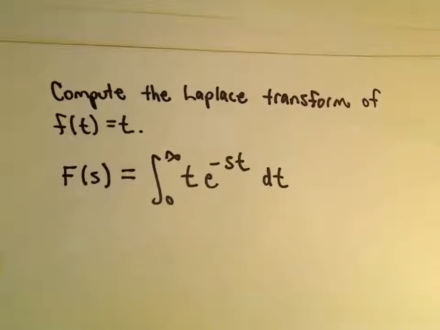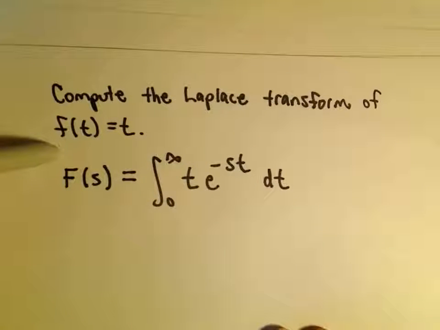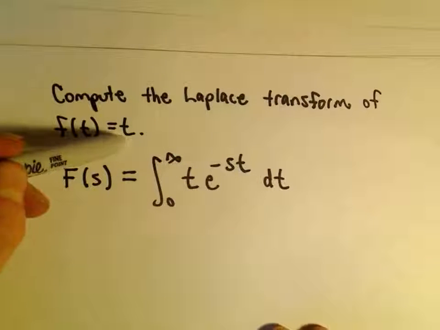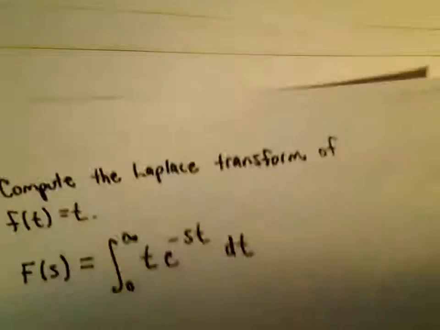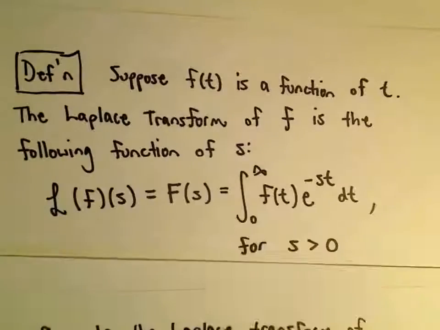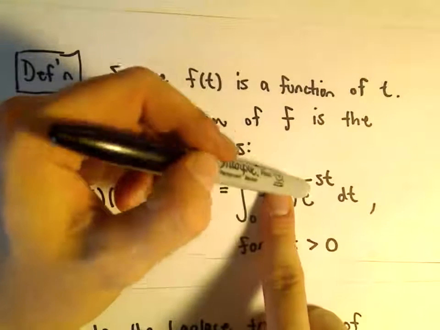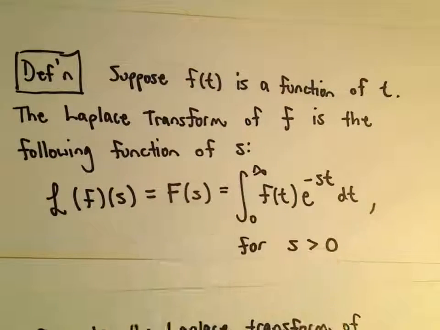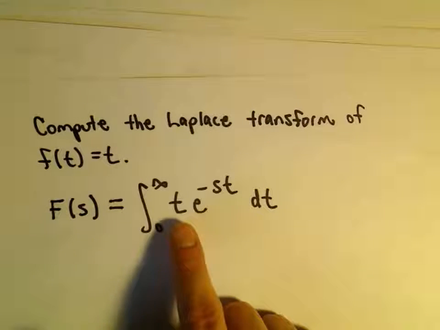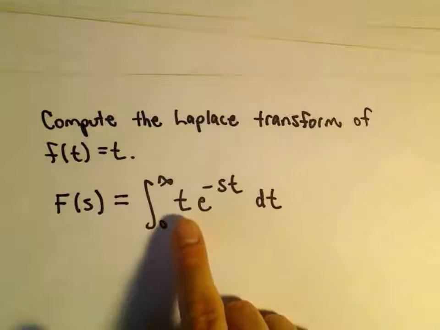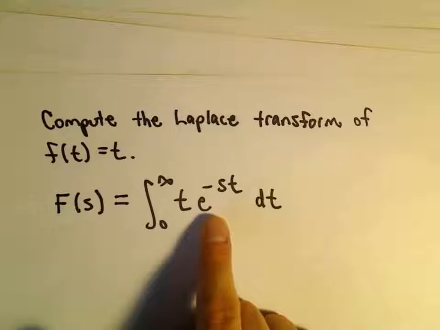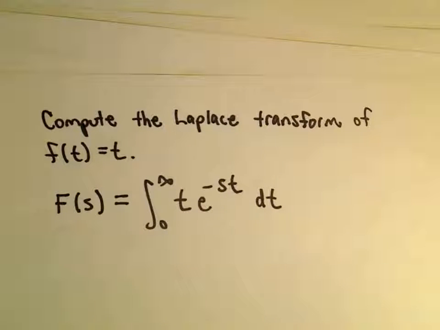So here we're going to compute the Laplace transform of the function f of t equals t. So all I'm doing again is just using my definition here. It says whatever function you want to find the Laplace transform of, you just multiply that by e to the negative st. Well, we wanted the Laplace transform of the function t, so we have t e to the negative st. And we have to integrate this simply from 0 to infinity.